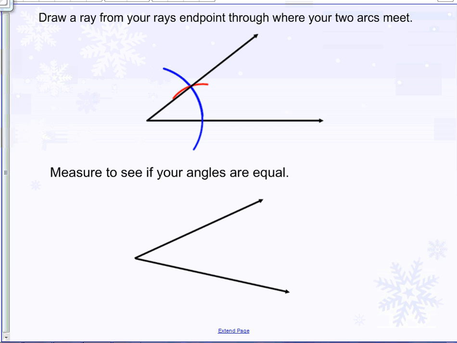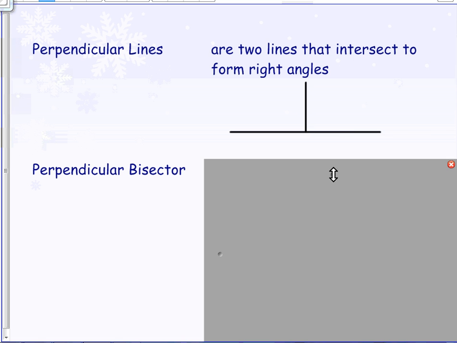Now we have a couple vocabulary words that you need to cover before we go on to the next constructions. The first one is perpendicular lines. Perpendicular lines are two lines that intersect to form right angles, just like it's shown here. So this is a right angle, and this is a right angle.